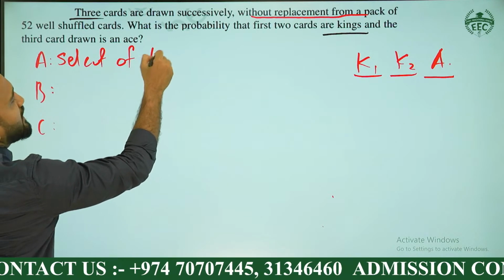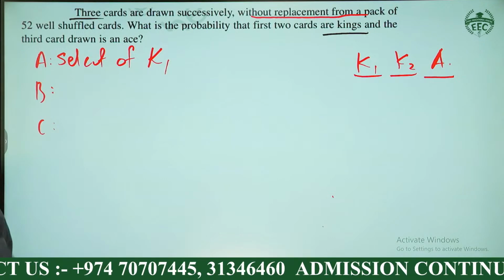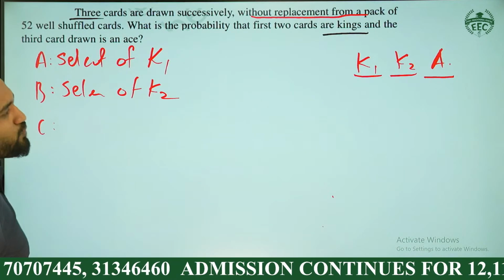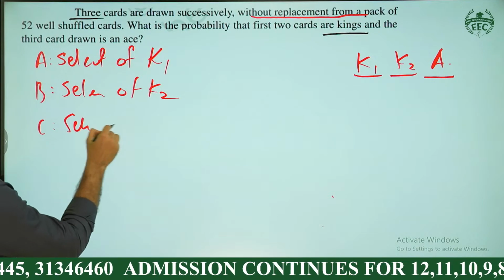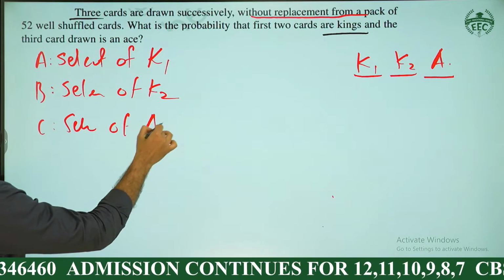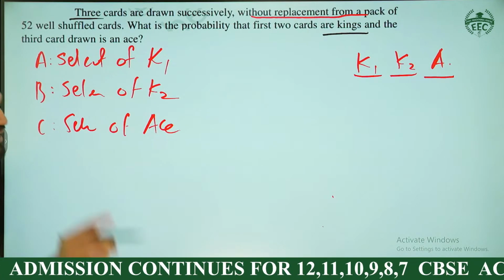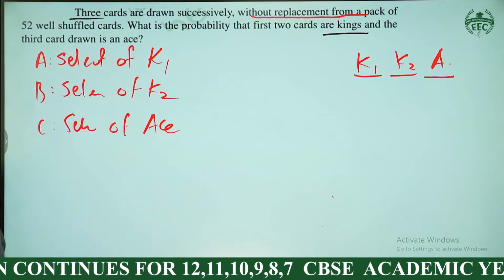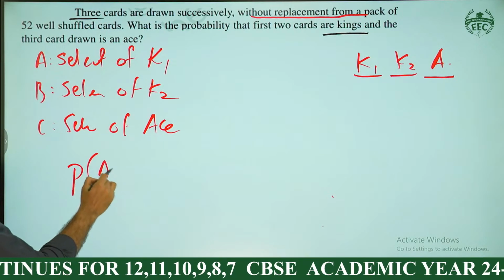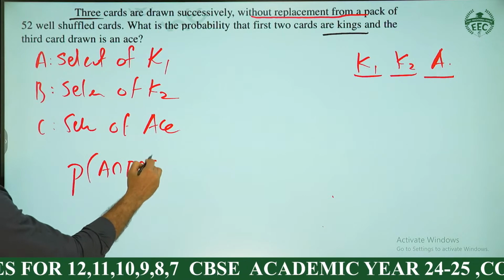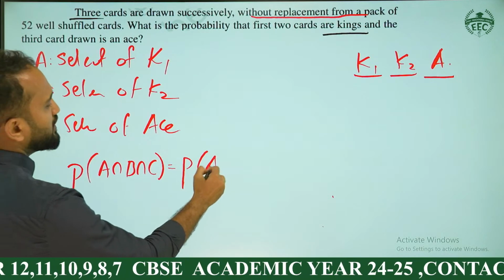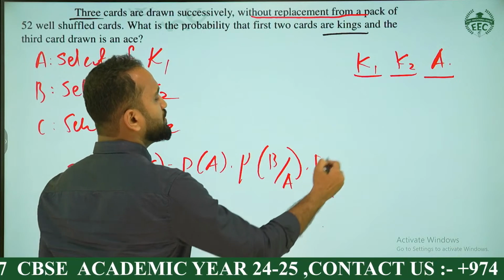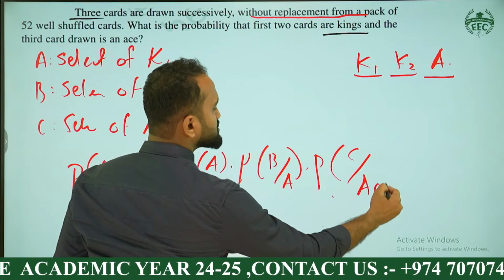Let me call this K1, first king. Now, B represents selection of K2, second king. Now, what is C? C represents the selection of the third card, which is an ace card. Once you know this is a question where the multiplication theorem on probability applies, go for the statement P of A intersection B intersection C is equal to P of A into P of B given A into P of C given A intersection B.